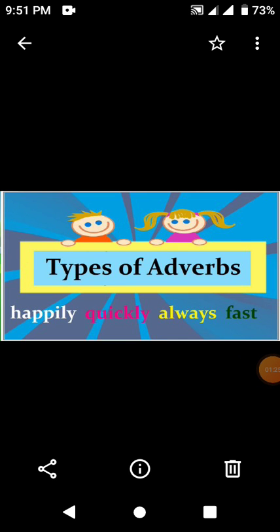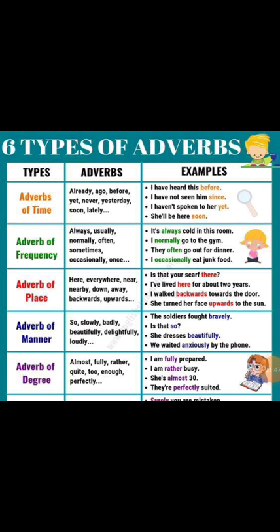Okay, let's see the types of adverbs. You might be familiar with these words: happily, quickly, always, fast. All these are different types of adverbs and they are usually categorized into 5 types that are very commonly used in the English language. The 5 major types of adverbs are: adverb of time, adverb of frequency, adverb of place, adverb of manner, and adverb of degree. We'll talk about them in further detail.